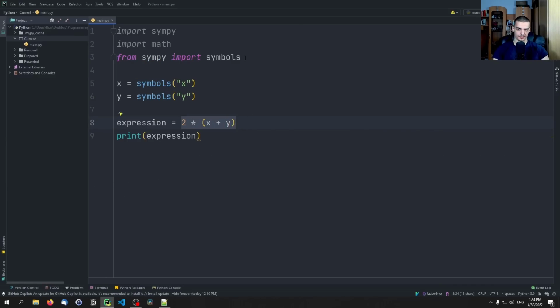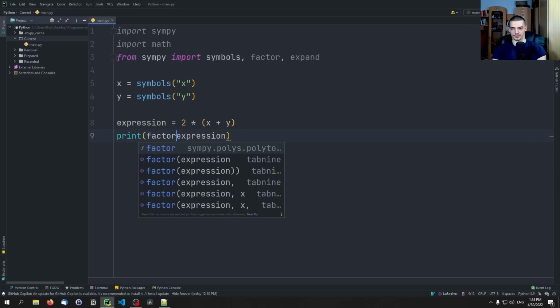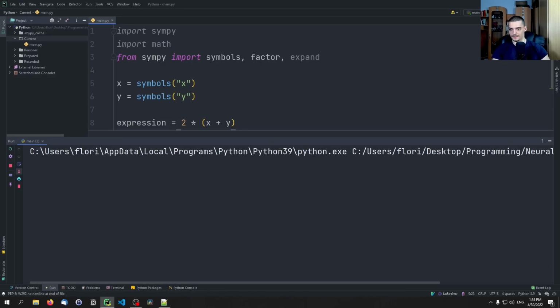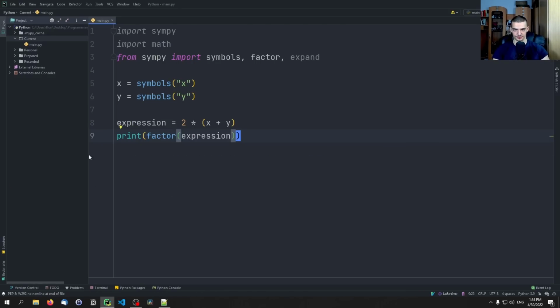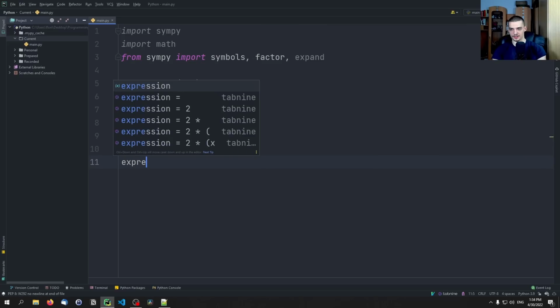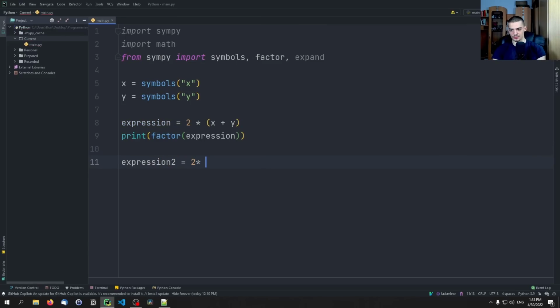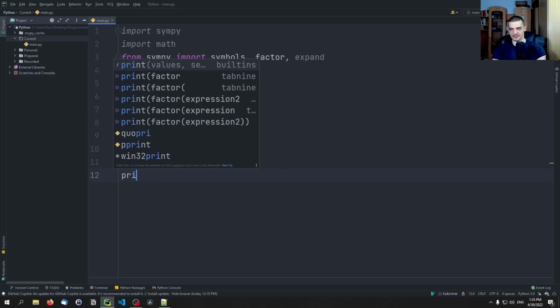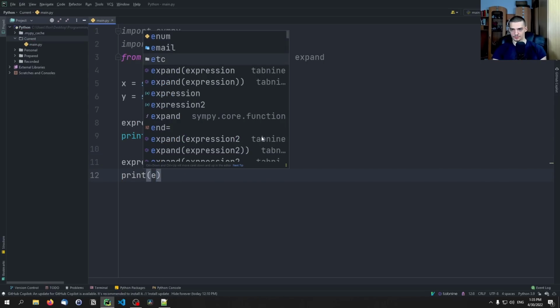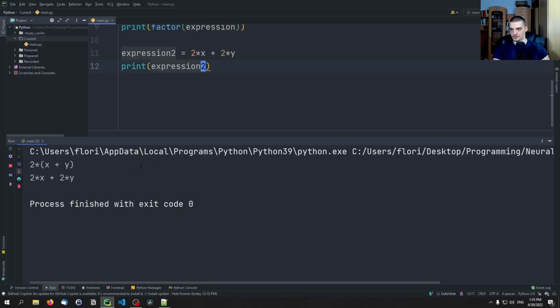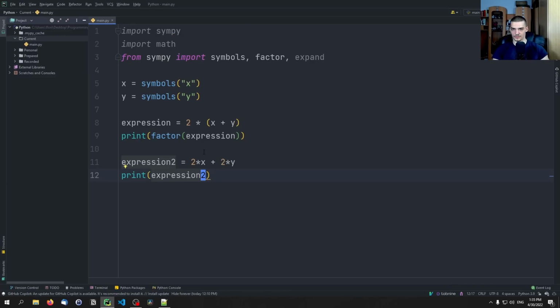If we want to have that representation, we need to go ahead and we can import here factor, and we can import expand. And then I can just say here that I want to factor this expression. And you can see that now I have the factored expression. And of course, I can take another expression, expression 2, and I can say that this is 2 times x plus 2 times y. And then I can print that expression, expression 2. And actually, this is not what I wanted to do. Sorry, I wanted to do the opposite.